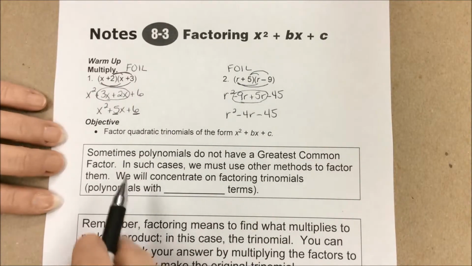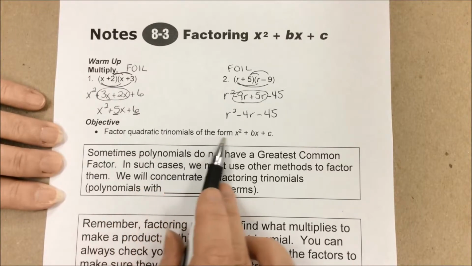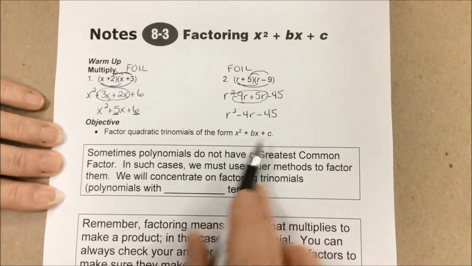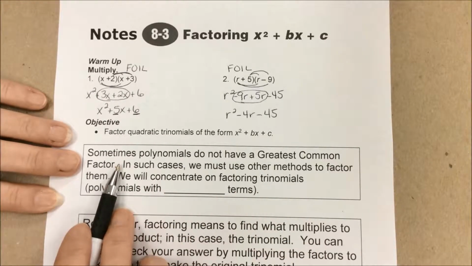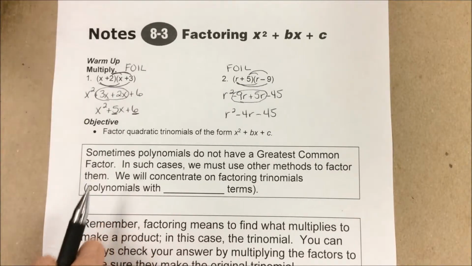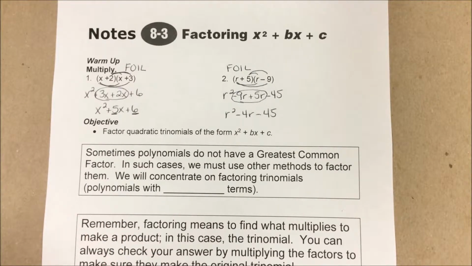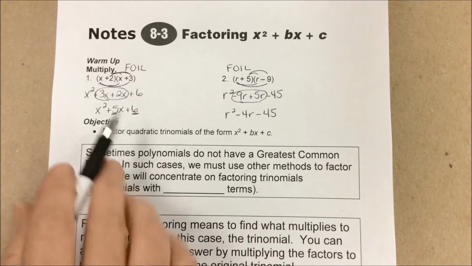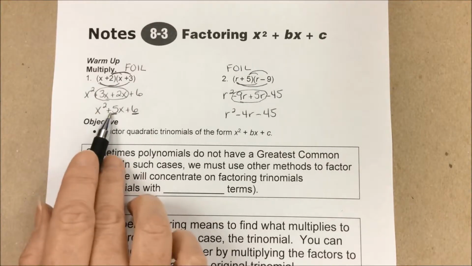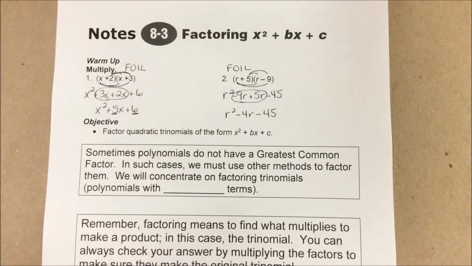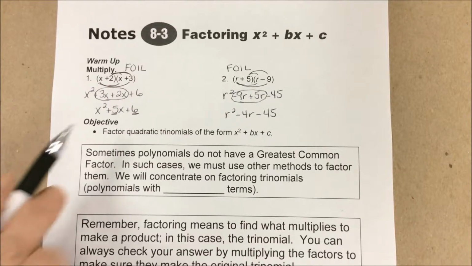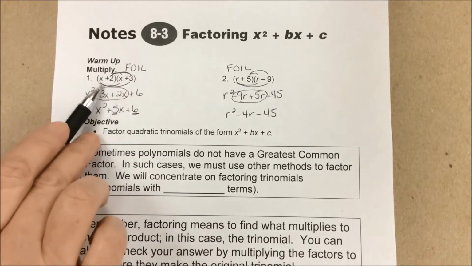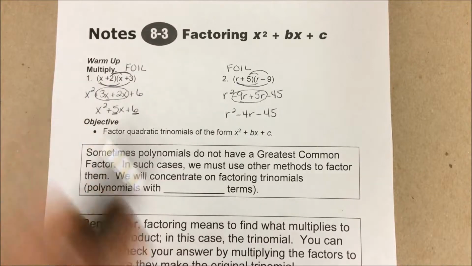Okay, so what we're going to do today is factor quadratic trinomials of the form x squared plus bx plus c. Sometimes polynomials do not have a greatest common factor. That's what we did on Friday. We figured out if they had things in common. If you look at something like this, those three terms have nothing in common, so we can't factor out a greatest common factor. But we can factor this into this form back up here.